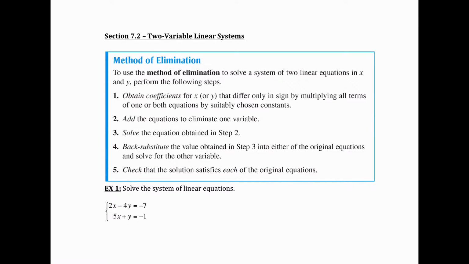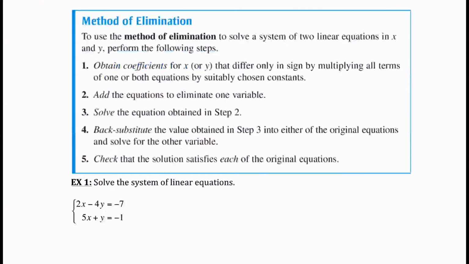Now, let's actually start working through this. So step one on example one, we want to get either the x values or the y values to have equal but opposite coefficients. So what I'm thinking we should do is take the second equation and multiply the whole thing by 4.